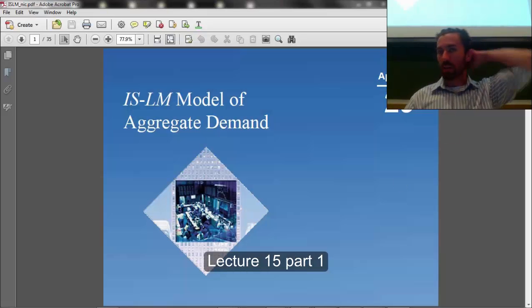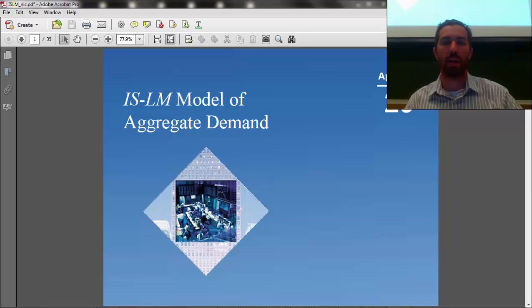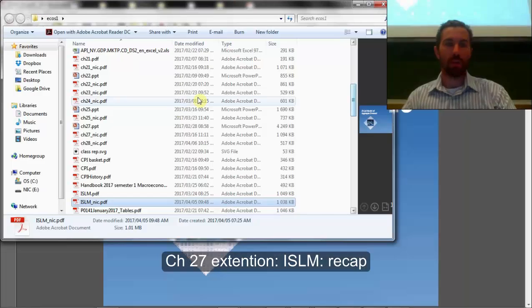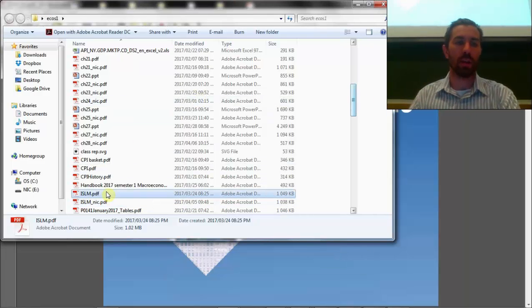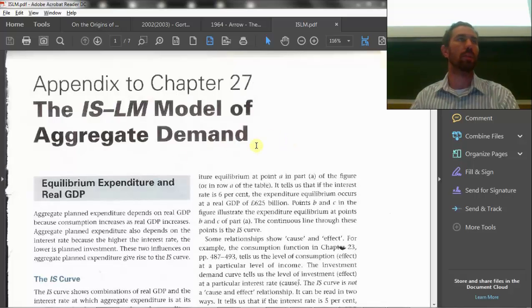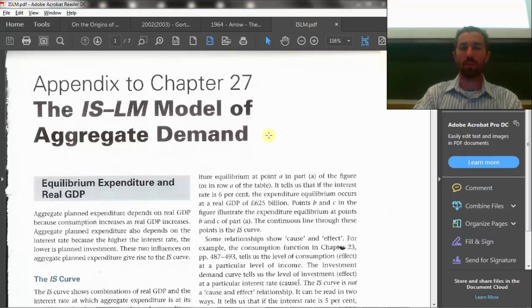So if you recall yesterday, we had introduced Chapter 29, Appendix ISLM, right? The Chapter 29 Appendix that we're referring to is this PDF document that was scanned and emailed to you because the current version of the text doesn't have this part of the appendix. So this document was emailed to you at some stage, I'm not sure when.